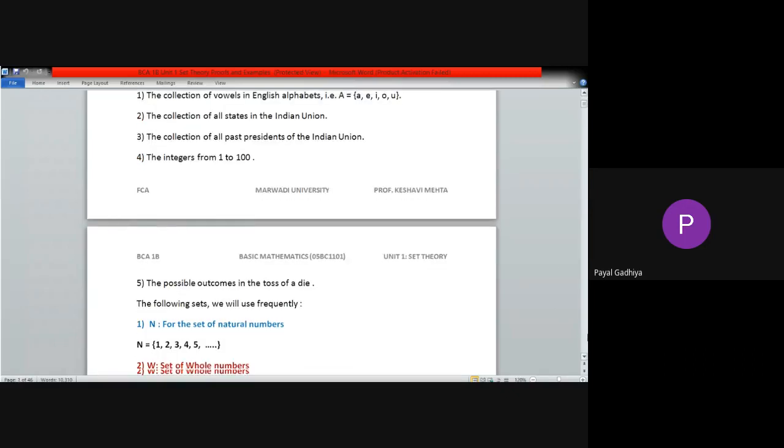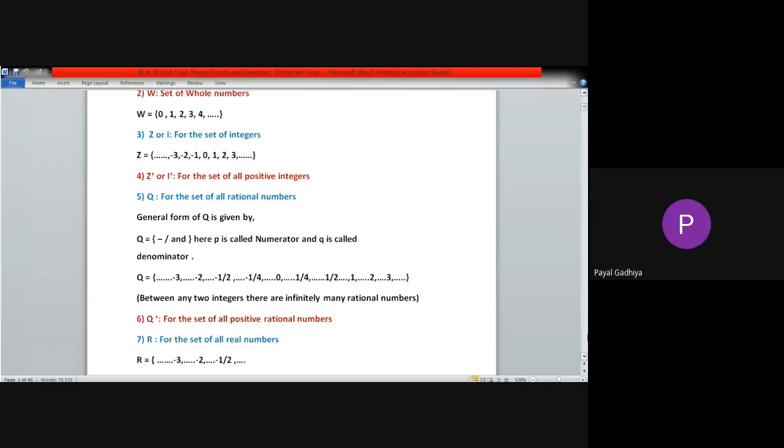Okay, now I will give you one number and you have to say which set this number will come in. It can come in more than one set also. Okay, the number is -7. In which set will it come?